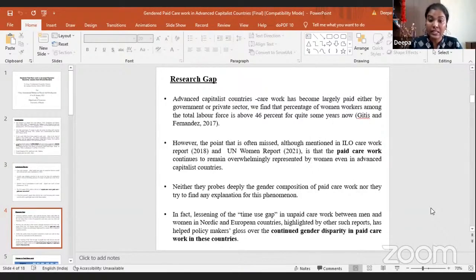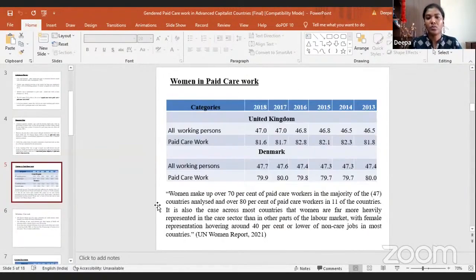In fact, lessening the time use gap in unpaid care work between men and women in Nordic and European countries, highlighted by other such reports, has helped policymakers gloss over the continued gender disparity of paid care work in these countries. This can be observed from this table, where in both the United Kingdom and Denmark, the percentage of women in all working persons is comparatively low compared to the category of paid care work, where the presence of women is higher in both countries.